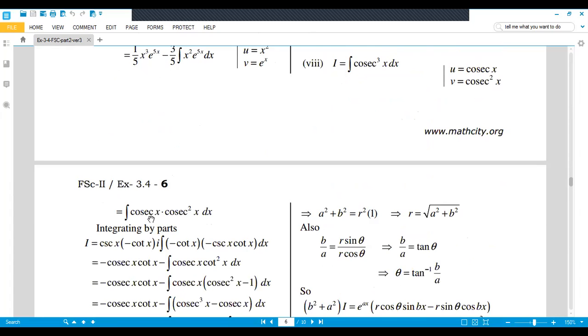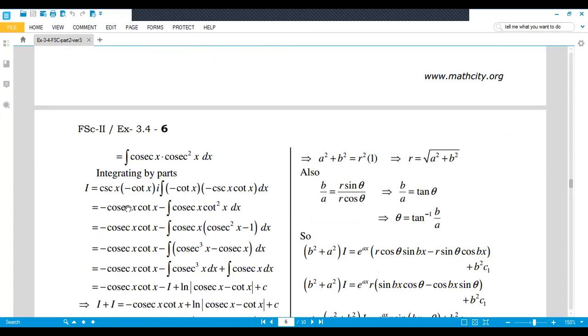In integration by parts, you know that the first value as it is, integral of the second value, minus whole integral of the second value's integral and derivative of the first value. So cosecant x as it is, integral of cosecant square x is minus cotangent x, minus whole integral of minus cotangent x, and derivative of cosecant x is minus cosecant x cotangent x dx. So minus cosecant x cotangent x, and this minus will multiply with minus, we will get plus integral of cosecant x cotangent square x dx.